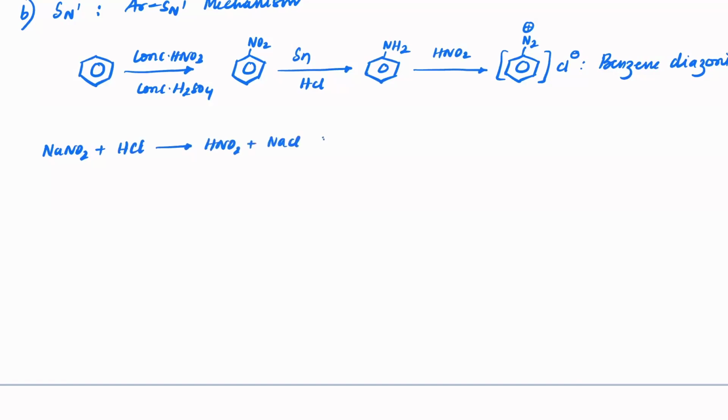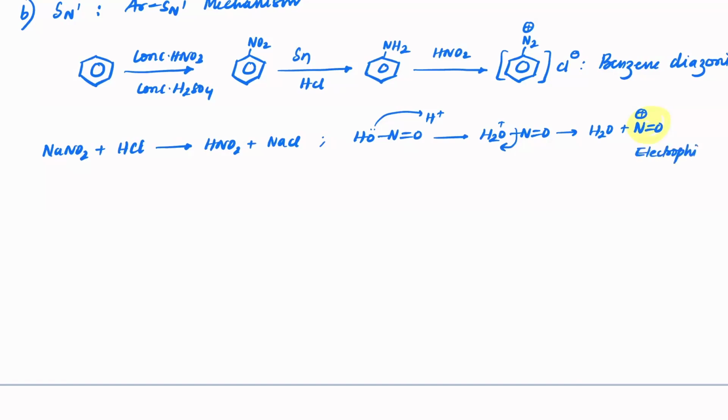it will form HNO2 plus NaCl. HNO2 structurally, if you notice, is like this. Since it is in an acidic medium, the lone pair will take H plus and convert into H2O and a double bond O plus, and H2O will leave to give NO, double bond O plus. So this is how an electrophile is generated. This is the electrophile.